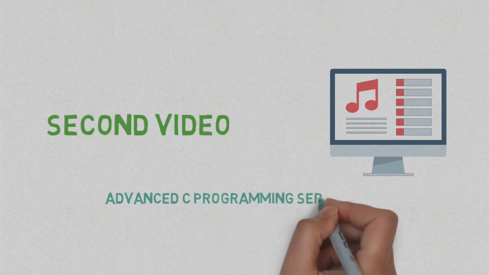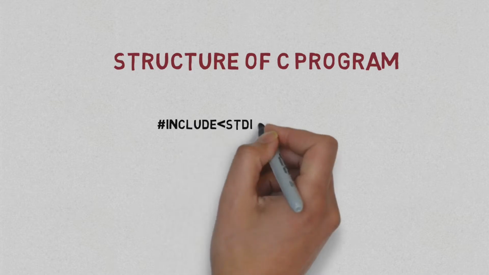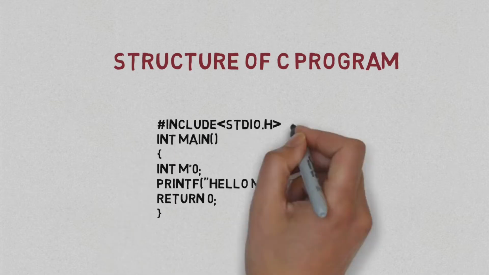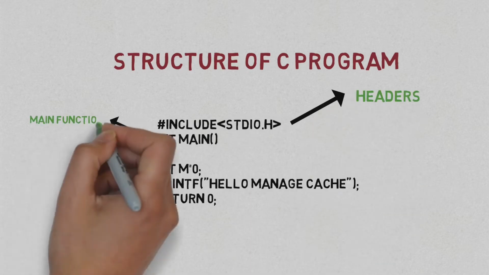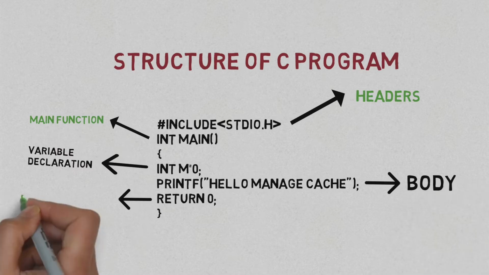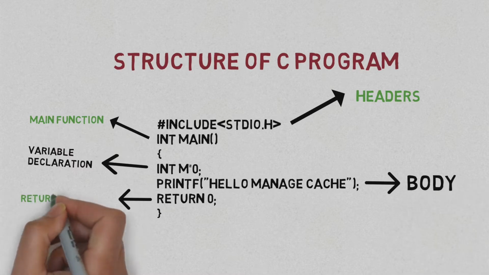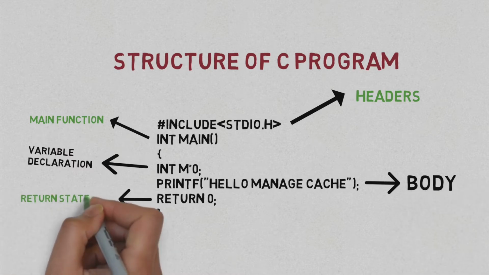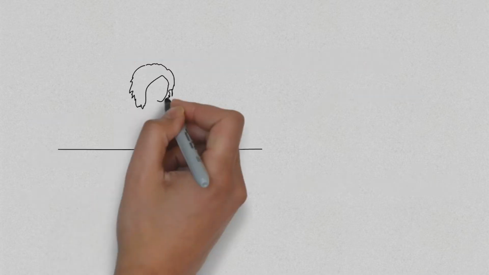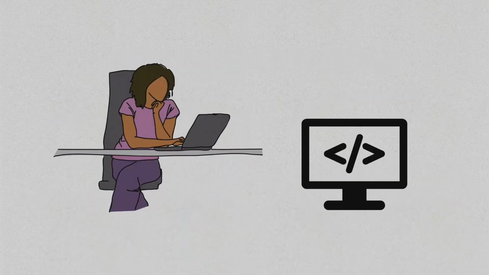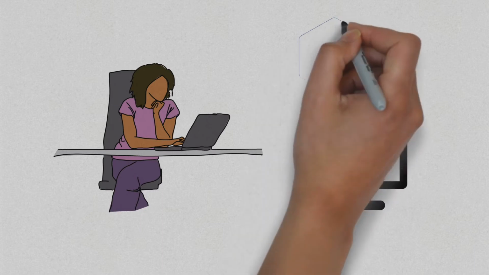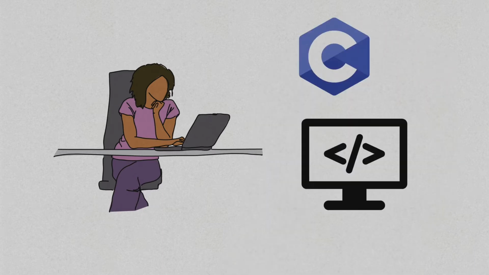Friends, today I am going to tell you about the structure of a C program. The structure of a basic C program consists of 5 elements, namely headers, main function, variable declarations, body and the return statement. Each element has its own importance. We are going to have a detailed discussion on each element and have a look over a few examples.